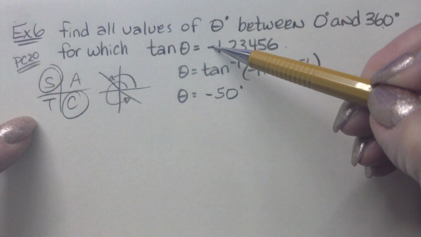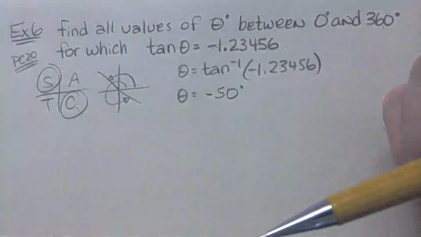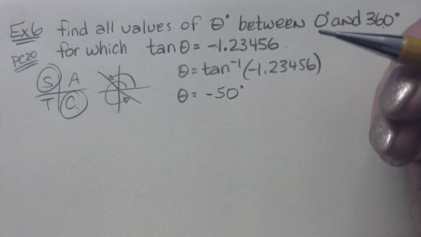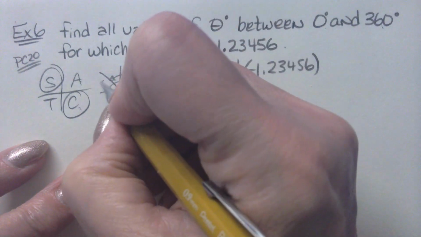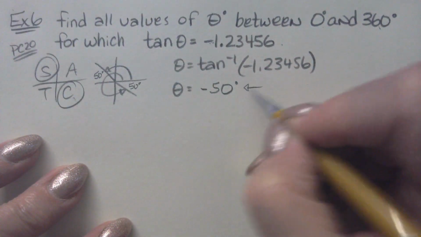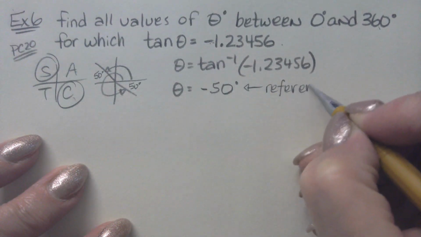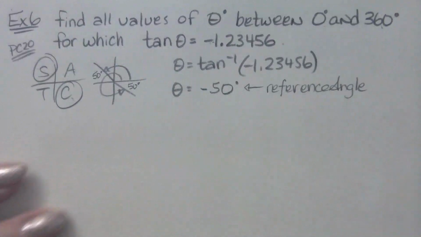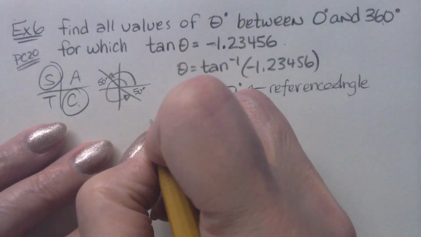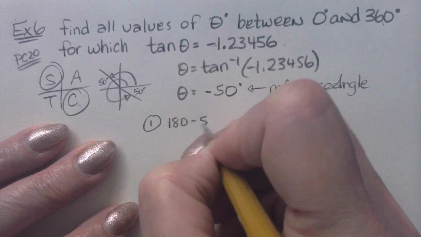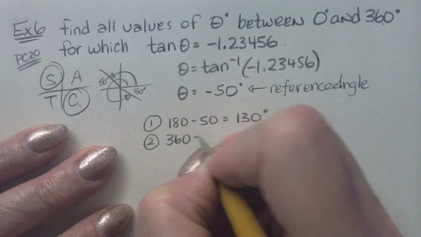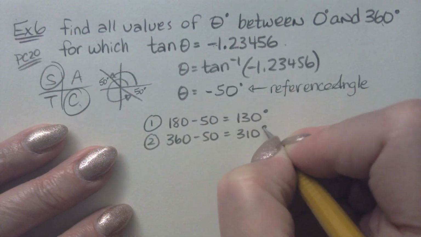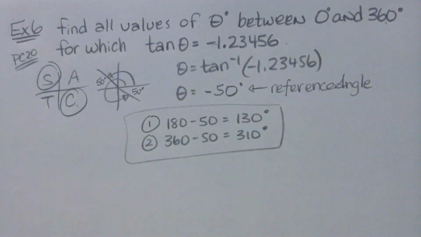And since my question started out negative, they're asking for the theta values that are there. So does that negative on the 50 mean anything? Not really. It just tells me that my reference angle is 50. That's 50, and this is 50. So this is my reference angle. So one of them is going to be 180 minus 50, which is 130. And the second one will be 360 minus 50, which is 310. There's my answer.